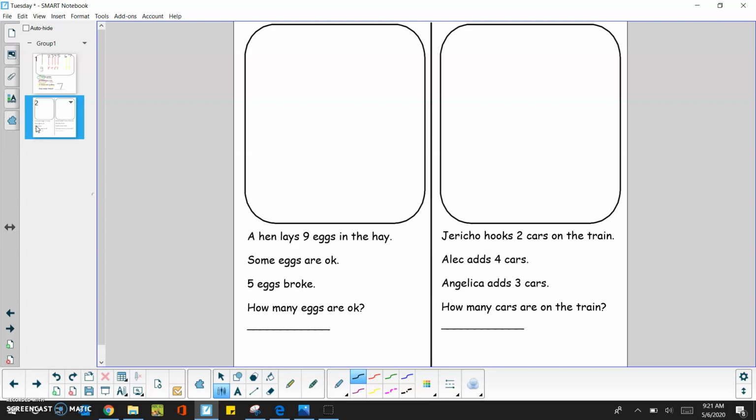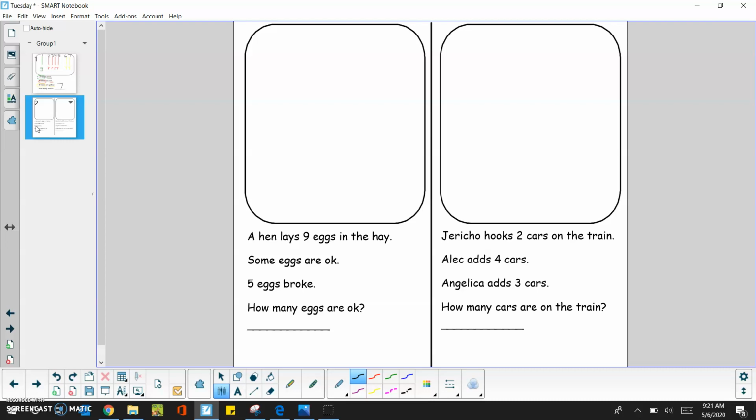A hen lays 9 eggs in the hay. Some eggs are okay. 5 eggs broke. How many eggs are okay? Ooh, that's going to be a good one. I can't wait for you to show me how you're going to show that those eggs are broken.